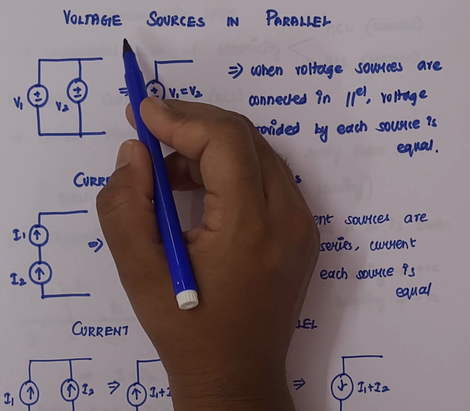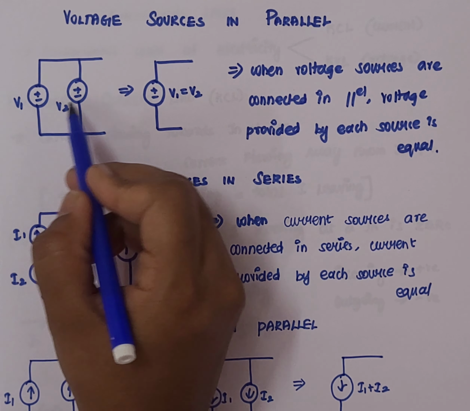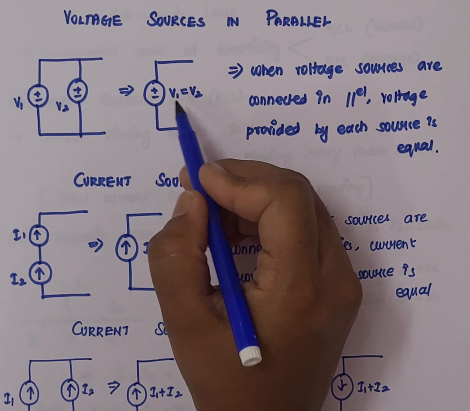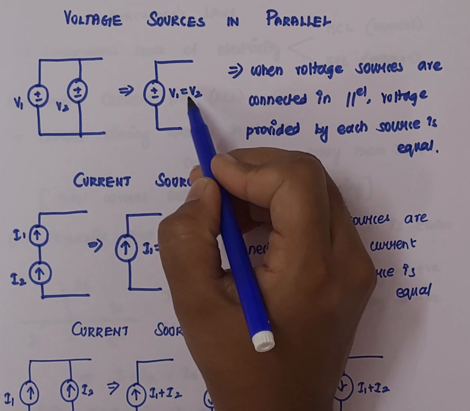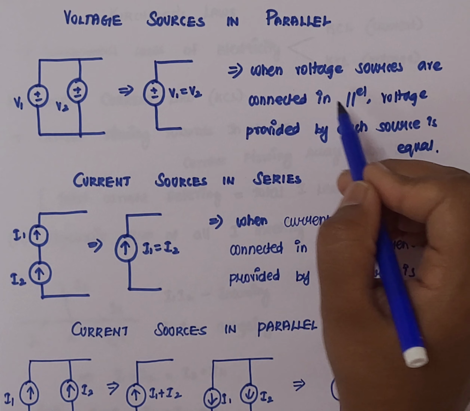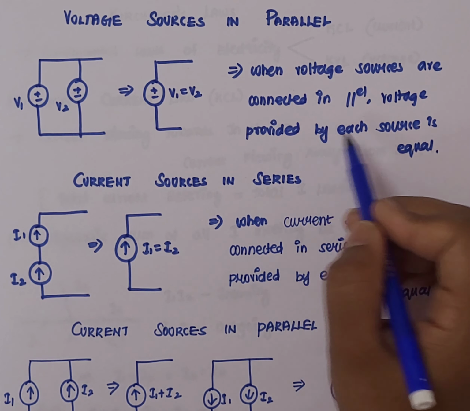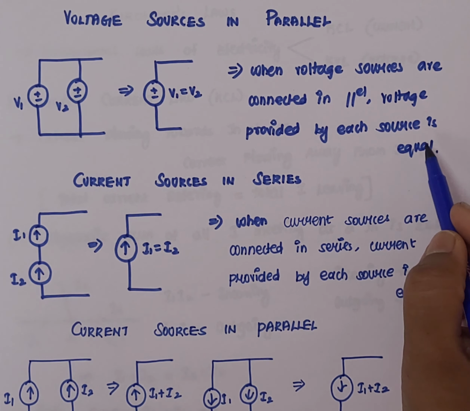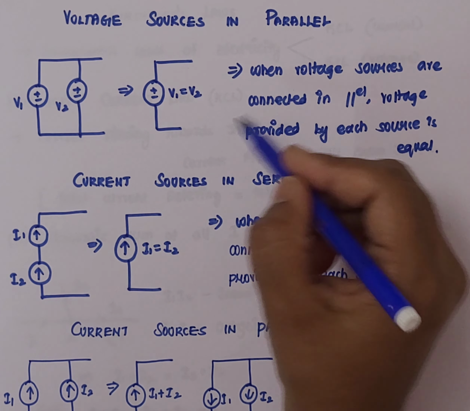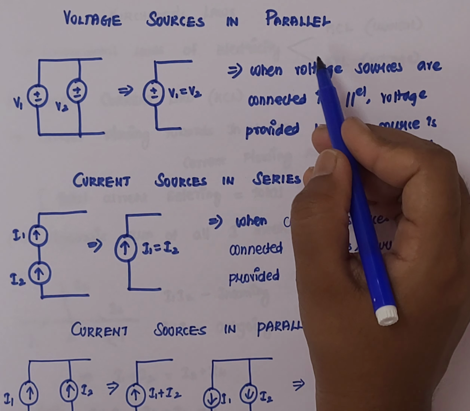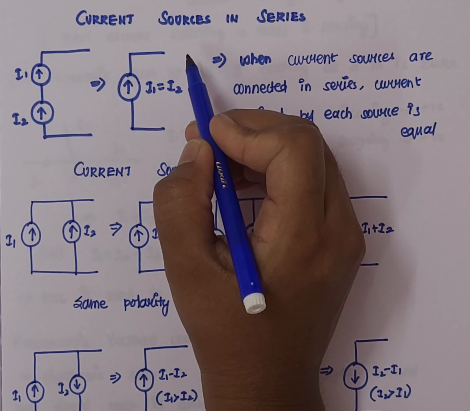Now let us see when the voltage sources are connected in parallel. So here V1 and V2 are connected in parallel connection. So the equivalent circuit can be replaced with a single voltage source where V1 and V2 will be equal. That is, when voltage sources are connected in parallel, the voltage provided by each source will be equal. So this condition has to be remembered. So in series connection, it depends on the polarity, whereas in parallel connection it will have the equal source voltage.